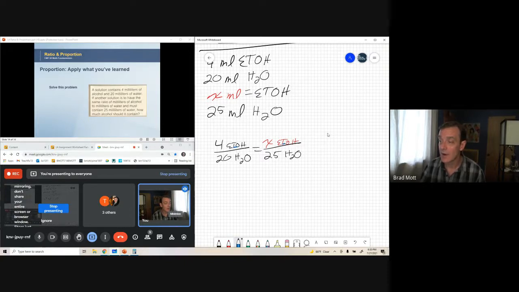You say, double check. Ethanol, ethanol, water, water. They are proportional. Cross multiply, 25 times 4 is 100. 20 times X is 20X. Solving for X, I need to divide both sides by 20. So X is equal to 5 milliliters of ethanol in the second solution. It has the same ratio as the first solution.